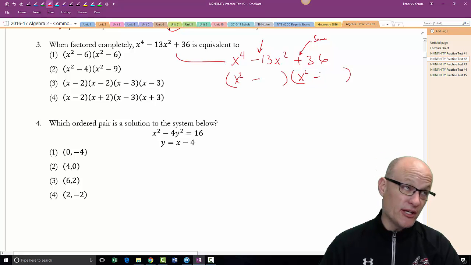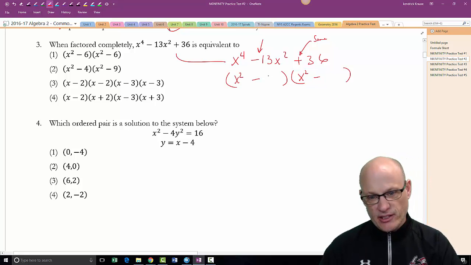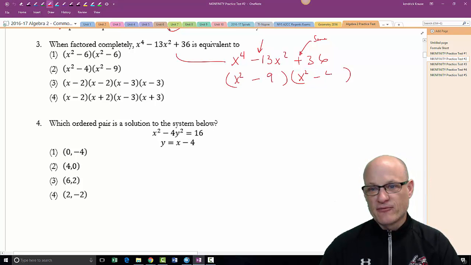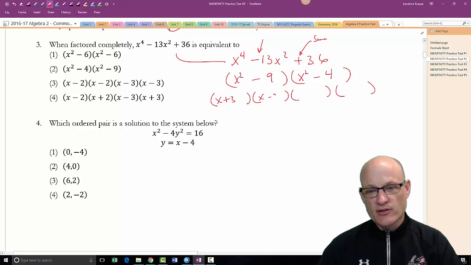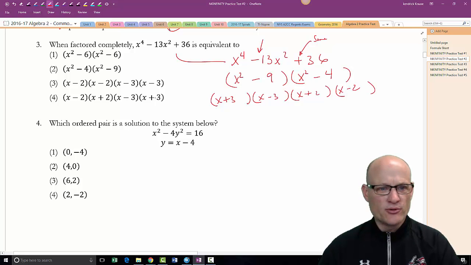Multiply to 36, add up to 13, that would be 9 and 4. But each of those is the difference of two squares, so we can factor those again. So x plus 3, x minus 3, x plus 2, x minus 2. And you've got to be careful. Don't do all that good work and pick the wrong choice. We want this one, choice 4.